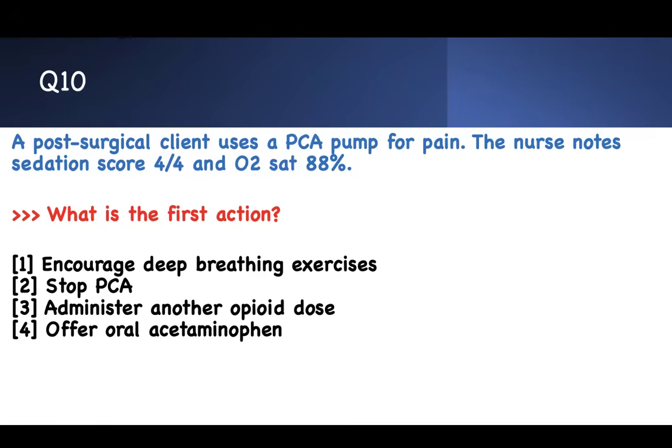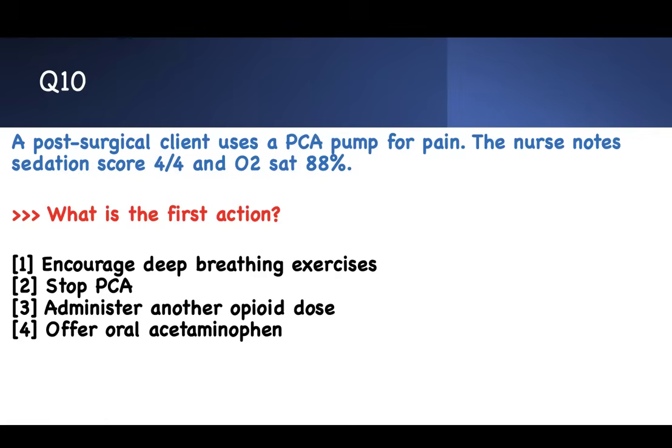Stop the PCA. Stop the poison that is causing this sedation. You should not administer another opiate. Encourage breathing, maybe probably the best action, or give them oxygen. But to stop the medication is the first thing to prevent the offending agent from getting to the patient.